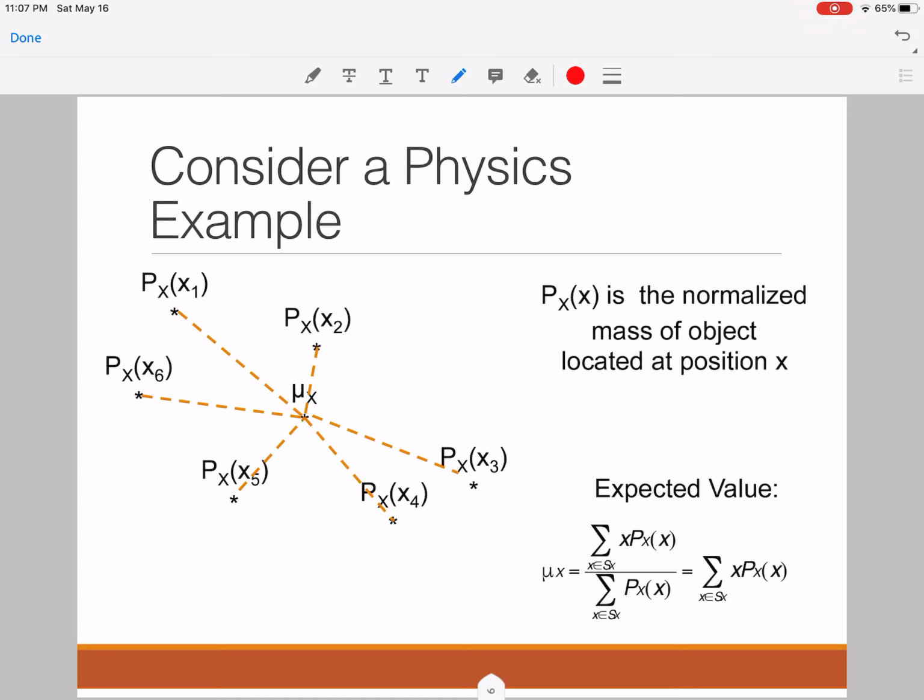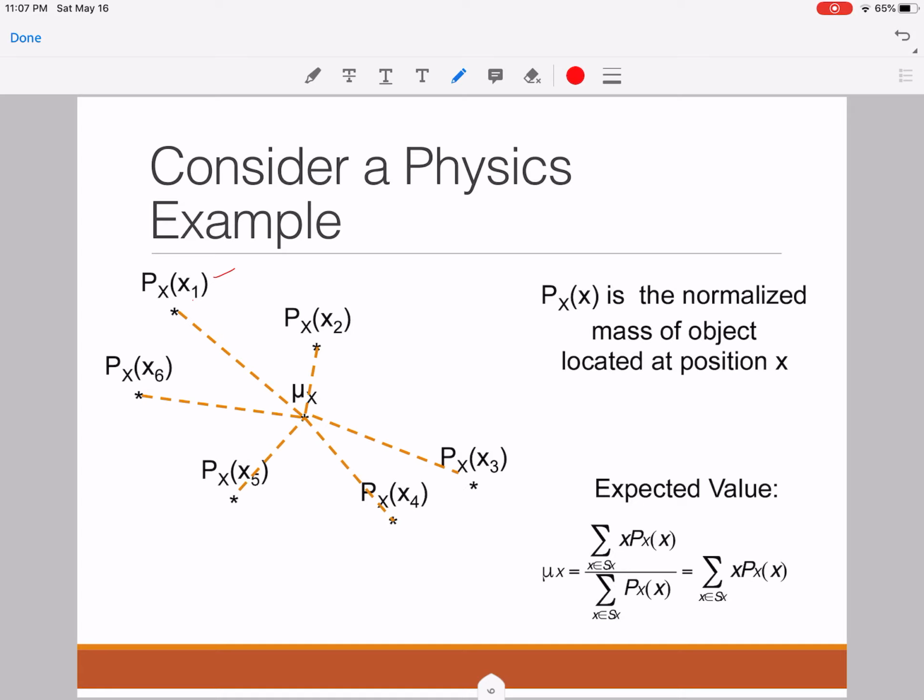Now, using physics as an example, consider that you have multiple points that are spread in space. You have points at locations x1, x2, x3, and so on until x6. So these are the locations of 6 different points. Furthermore, let's say that the probability mass function at these values represents the weights of these different points at x1, x2, x3, and so on. Meaning that the probability that x is equal to x1 is the weight of x1, how heavy it is. The probability that x is equal to x2 is similarly the weight of the point at x2, and so on.